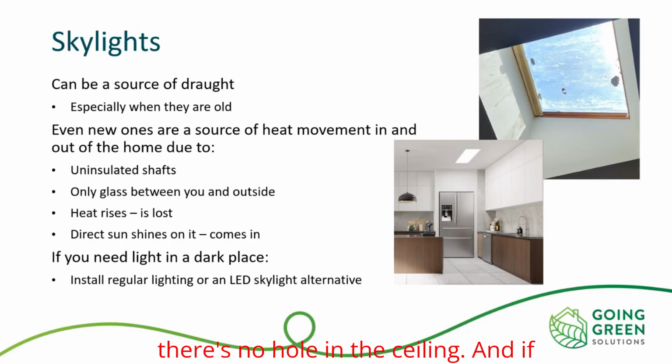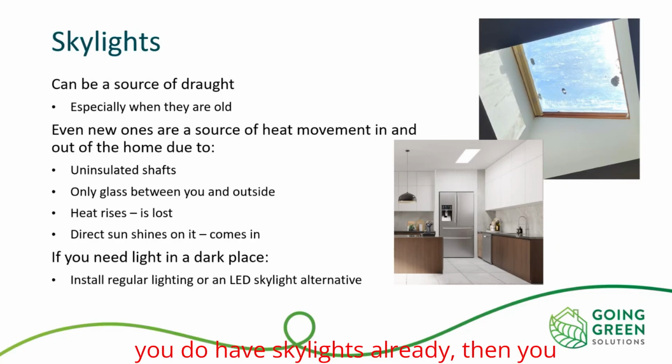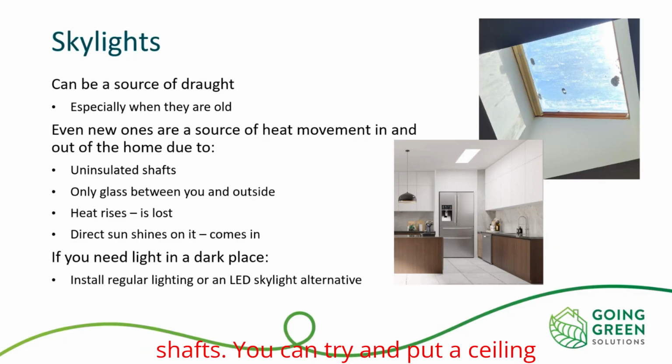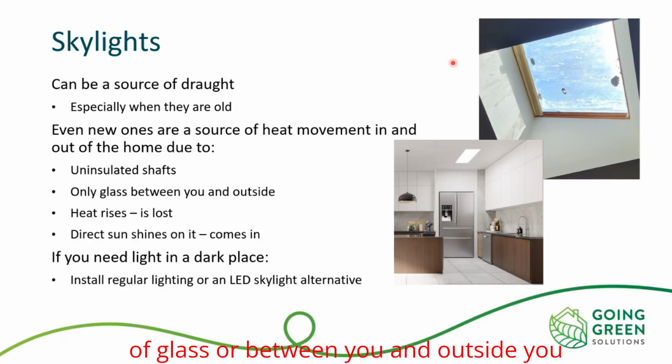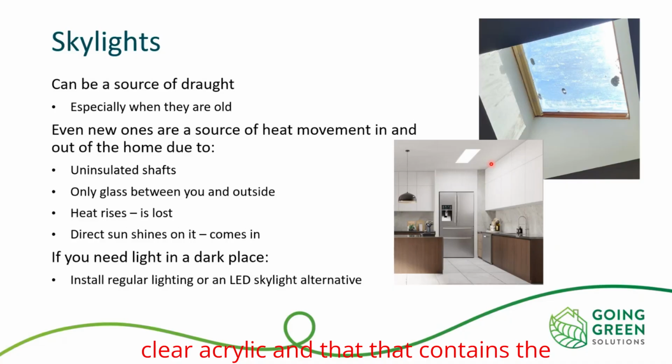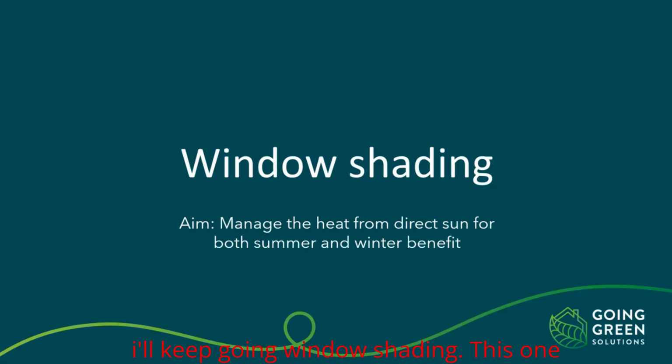And if you do have skylights already, then you can make sure you insulate the skylight shafts. You can try and put a ceiling level panel here, so that instead of this shaft being open and just this piece of glass between you and outside, you put a ceiling panel here of that cellular clear acrylic, and that contains the heat. This is one of those skylight alternatives, the LED ones. All right, I'll keep going.